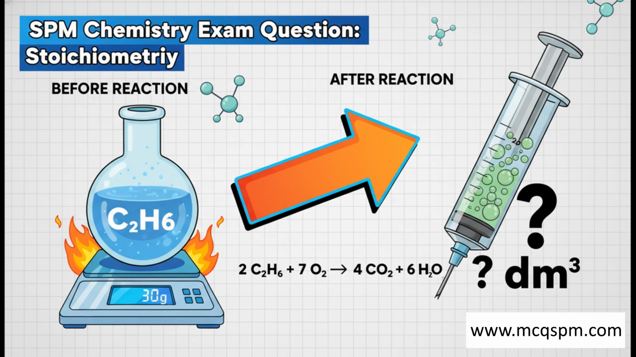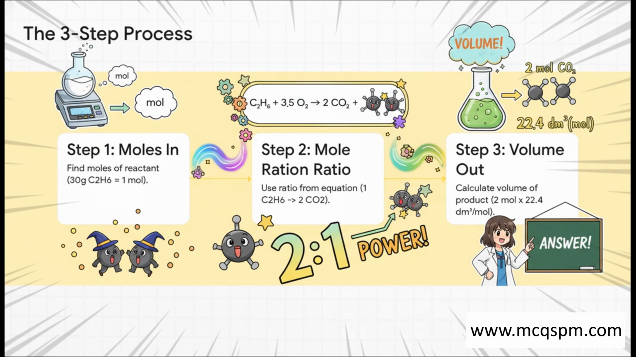We're starting with 30 grams of ethane gas, and we need to figure out the volume of carbon dioxide it's going to produce. Notice how the question gives you every single clue you need: the balanced equation, the mass you're starting with, and all the constants. Okay, listen up, because this is a 3-step dance, and you have to do the steps in the right order. No exceptions. Step 1, and this is the most important step of all, you have to convert the mass they give you into moles. Grams are useless here.